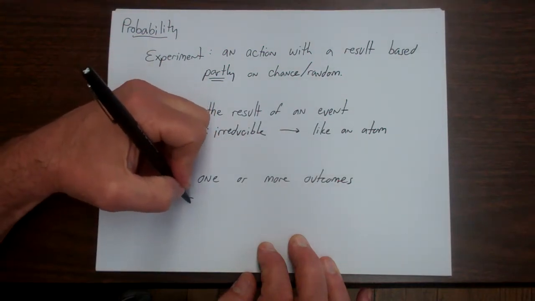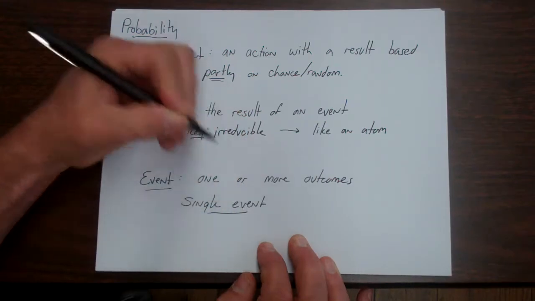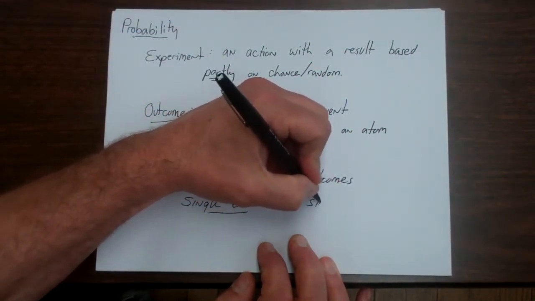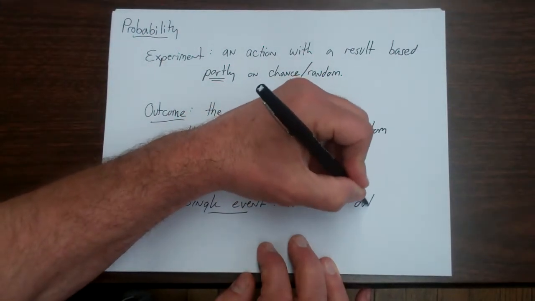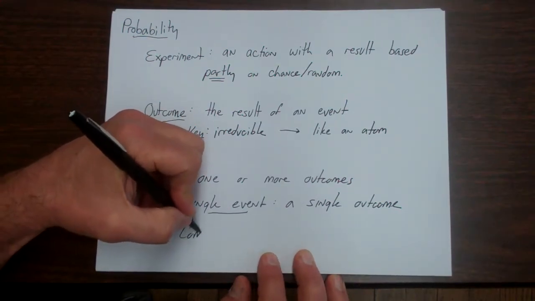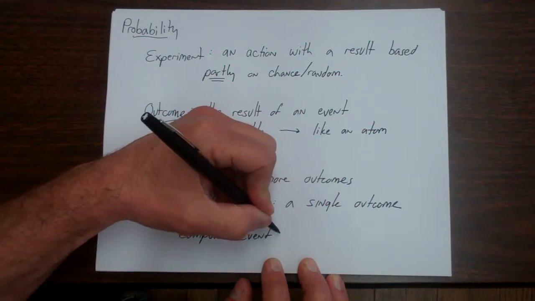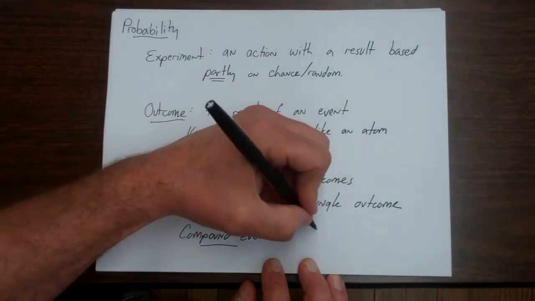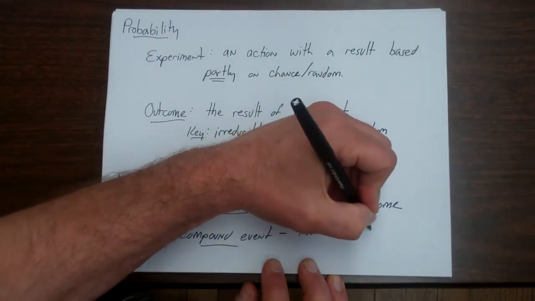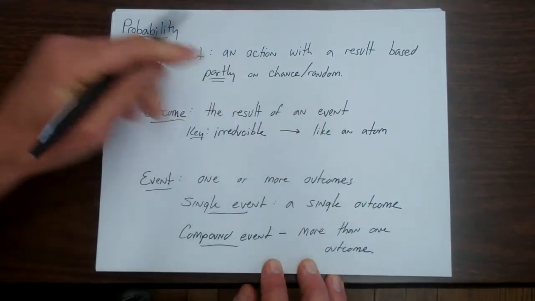For events, we have what's called a single event. A single event is simply an event with one outcome. And a compound event we define as more than one outcome. I think this will be clear when we look at an example.